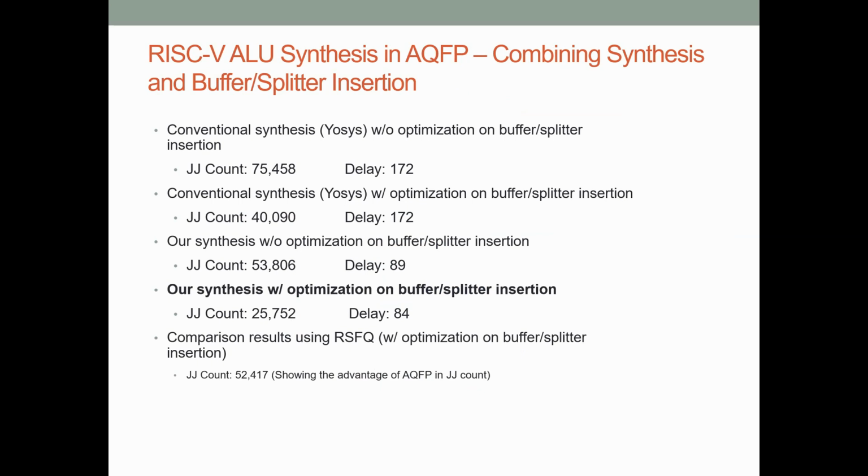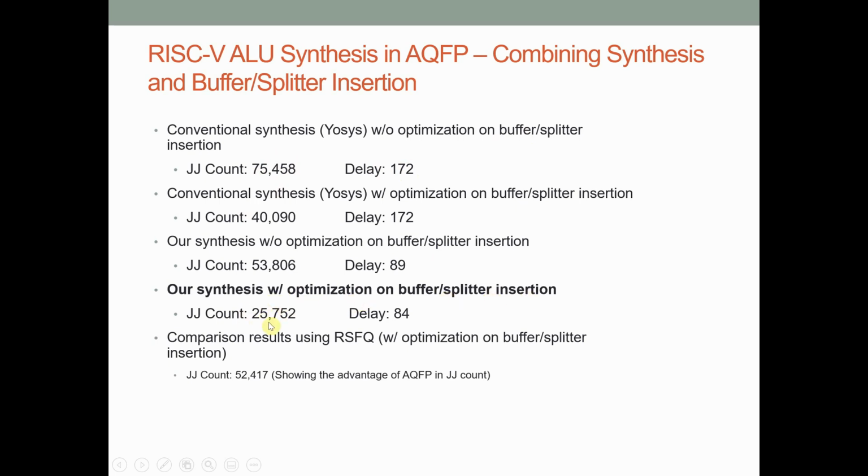We see some of the results. This is actually a result of an entire RISC-V ALU. We have logic codes, and then we synthesize them. If we are using the conventional design instead of the majority-based design, without optimizations on the buffer and splitter insertion, we can see the number of Josephson junctions is over 75K, and the delay is 172.